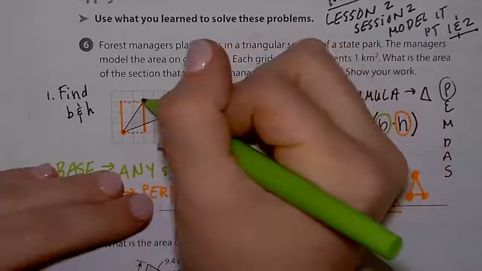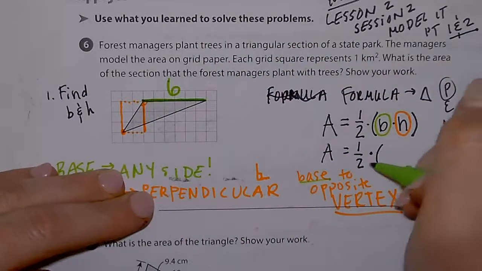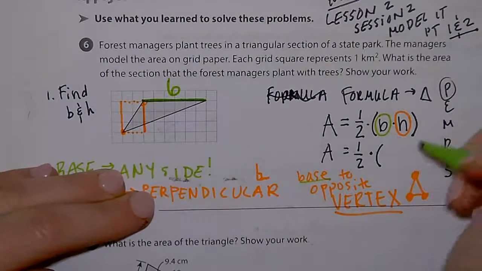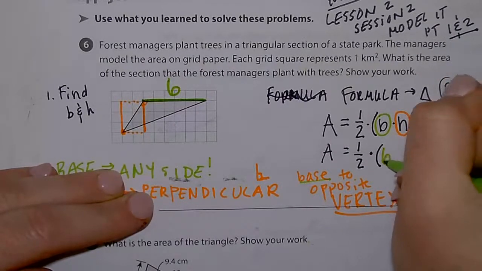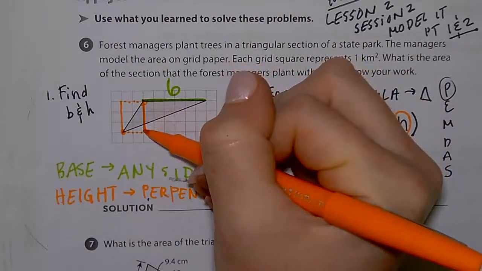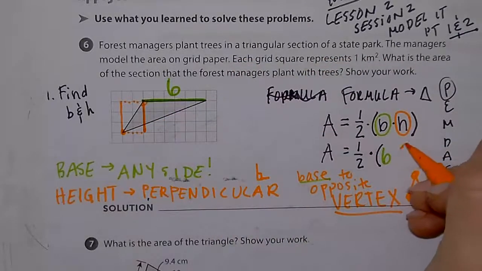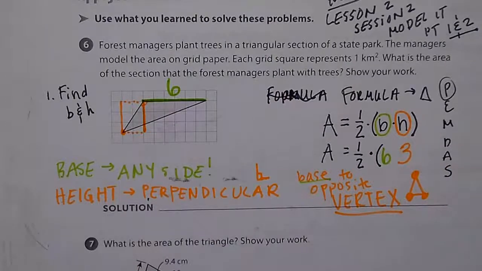The base is 6, right? So I have 1/2 times, in parentheses, b times h. I know that my base is 6. And then I'm going to do the same thing and find the height of my triangle. Right here's my height. I'm going to count 1, 2, 3. And I'm going to add my 3 in right here.